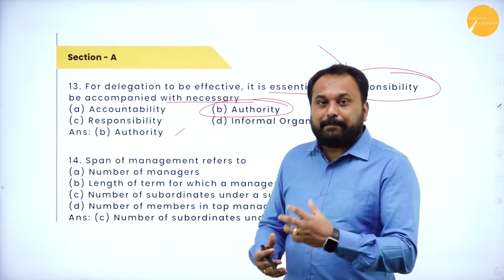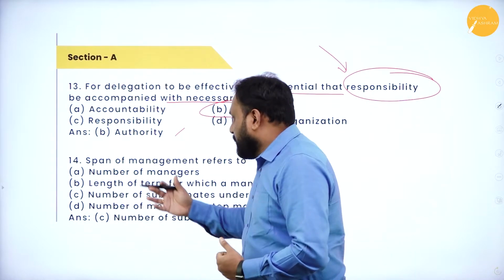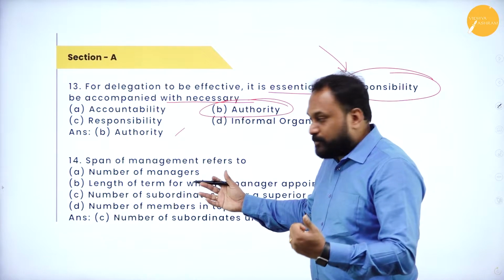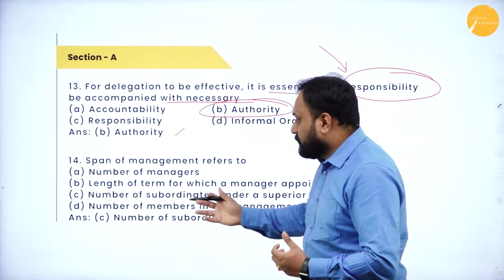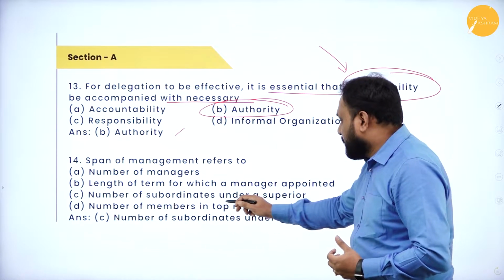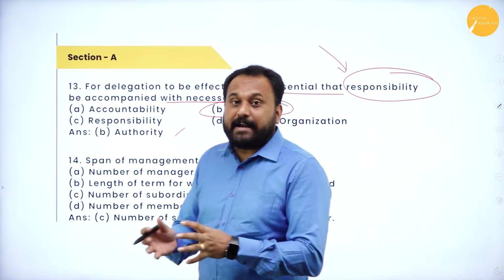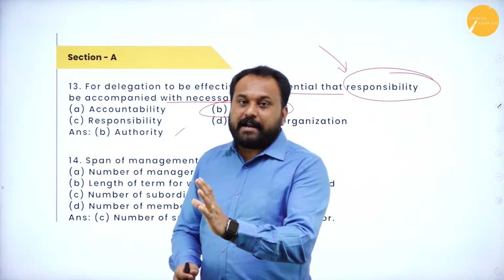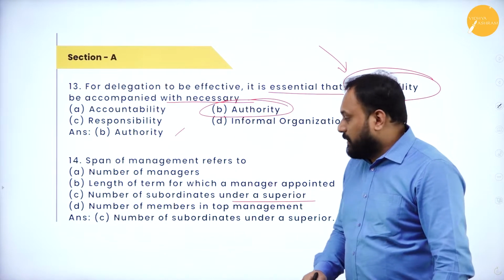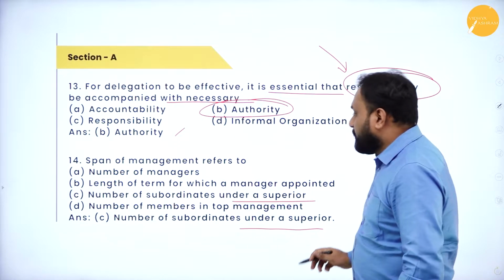So here it happens to the manager. Say for example, number of managers, no. Length of terms, no. Number of subordinates under a superior. So a superior, how much he can manage, that is called span of management. So your answer is C, number of subordinates under a superior.